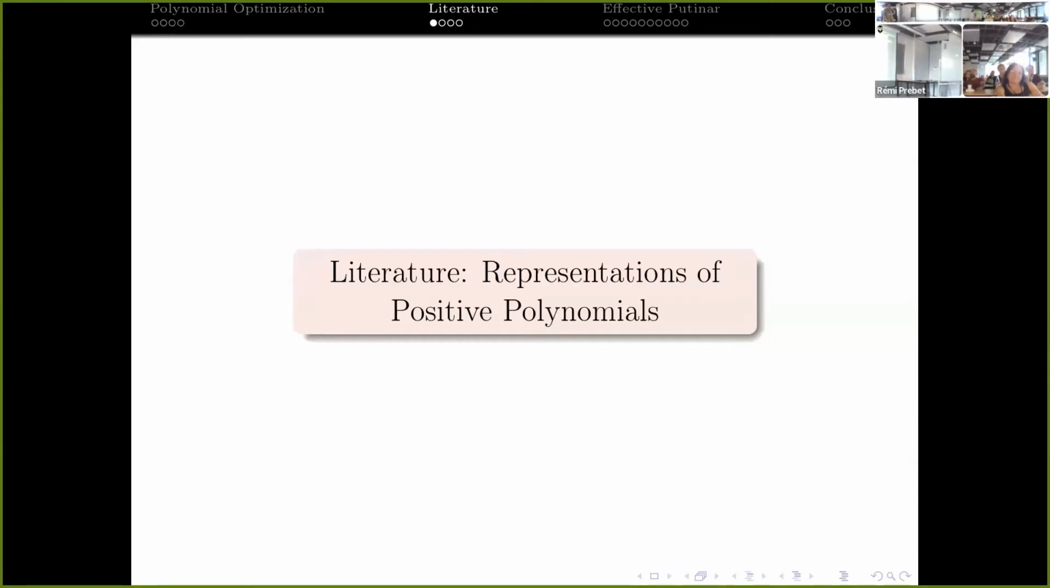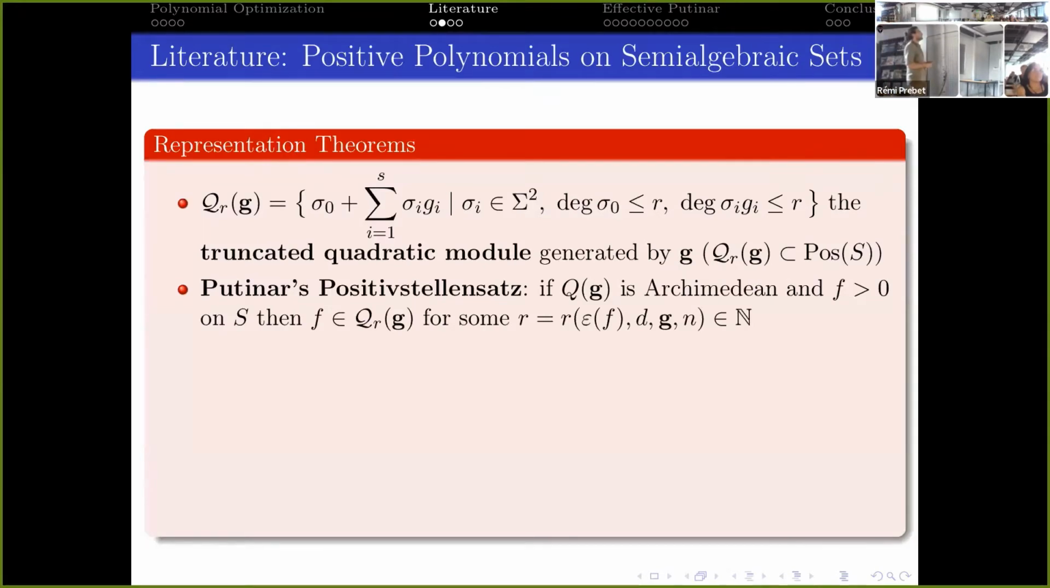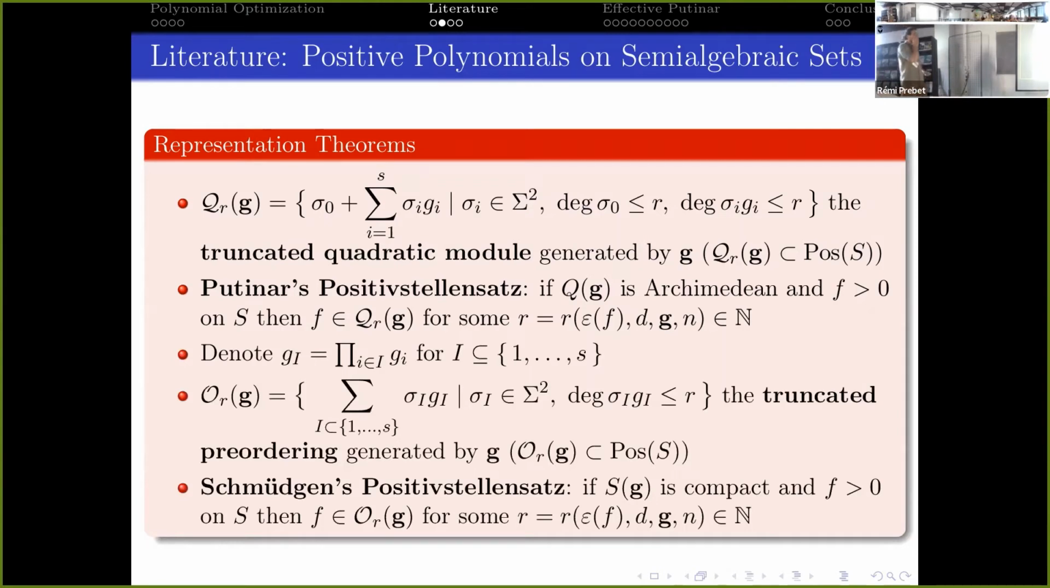Okay, so let me review some literature on the representation of positive polynomials on special semi-algebraic sets and on general semi-algebraic sets. Most of the authors are in the audience, so if I say something wrong, please correct me. So let me recall again Putinar's Positivstellensatz. If we have an Archimedean quadratic module and f is strictly positive, then we can represent f in the truncated quadratic module for some degree r.